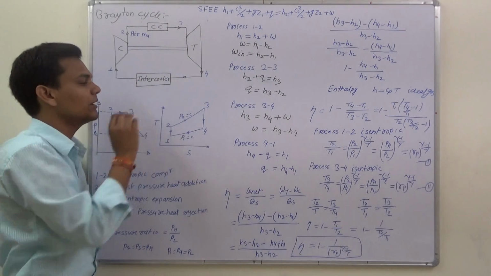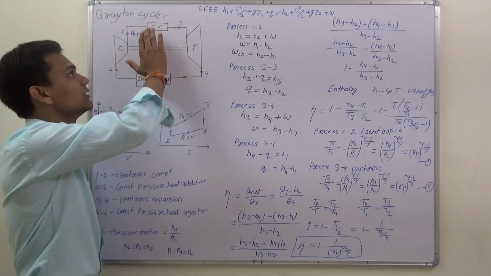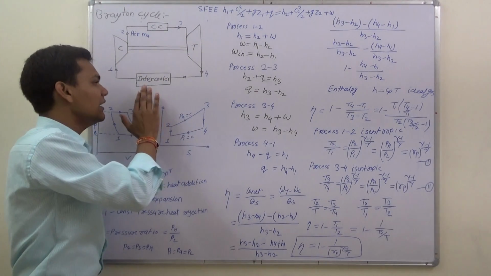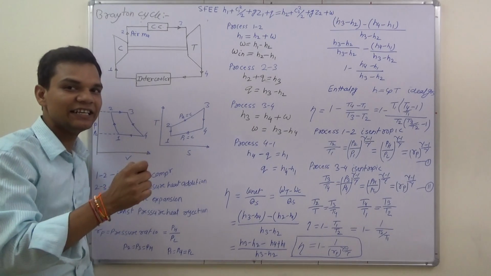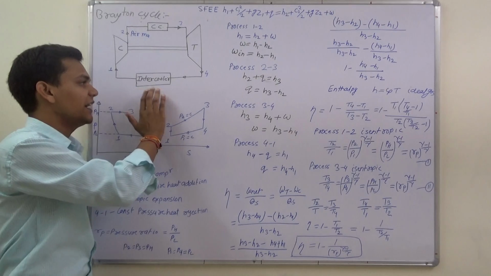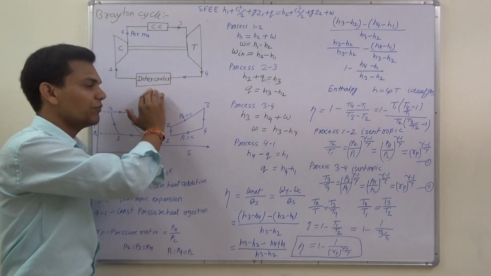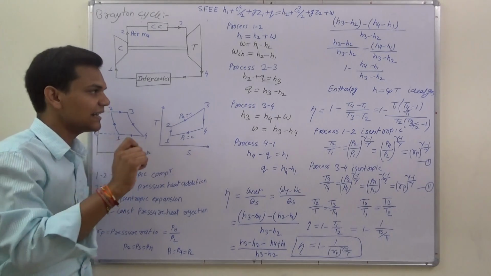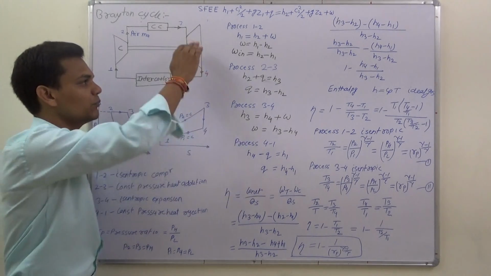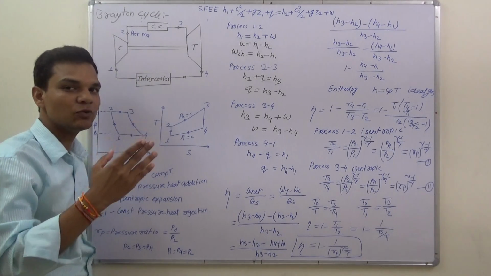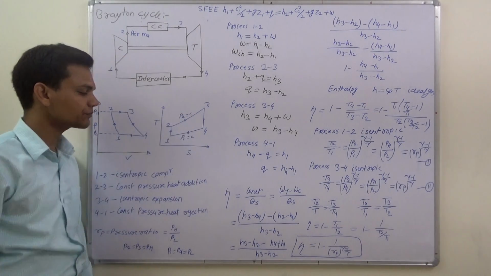If the cycle is open Brayton cycle, then we use compressor, combustion chamber, turbine, and here we directly reject heat to the atmosphere, means we do not use any device. In place of intercooler we use no device, means we directly reject heat to the atmosphere from the turbine and directly inhale air from the atmosphere for the compressor.